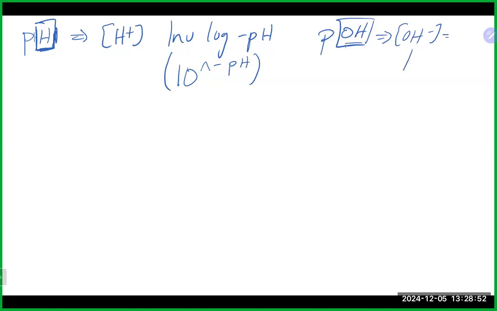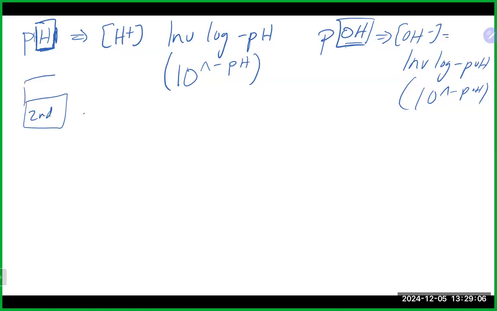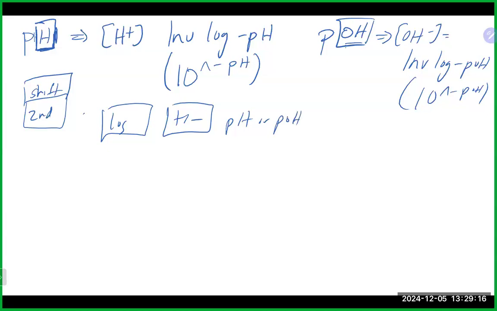It is the same calculation, the inverse log of the negative pOH. Again, a 10 and a caret negative pOH. And a reminder, calculator-wise for this, for most people, that's going to be a second button, upper left corner of your calculator, or shift, then a log button, and then a negative button, and then put your pH or pOH in there if you have a display calculator.